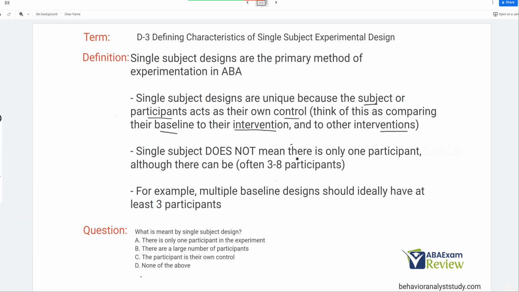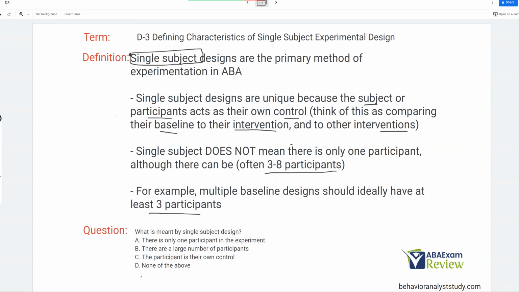What it does not mean is that there's only one participant, although there can be. For example, in practice, you typically work with one client at a time. So if you're using some sort of design, you're going to have a single participant, which is fine, but it doesn't have to be only one participant. Typically, you're going to get 3 to 8 participants, and designs like multiple baseline designs should ideally have at least 3. So don't let this name, single subject, confuse you and make you think it only means I can have one participant. All it means is that the participant is their own control. We're going to compare their baseline to other interventions, and keep on comparing as we go through that design.